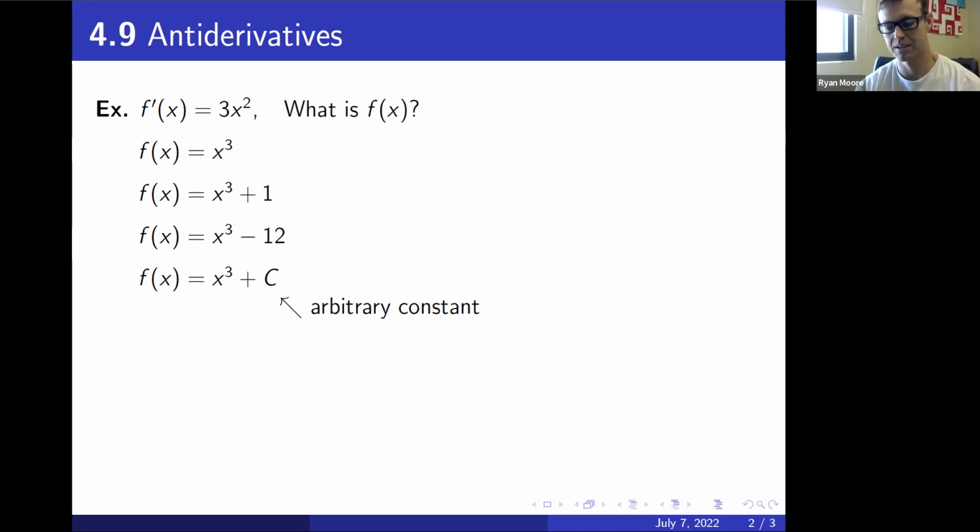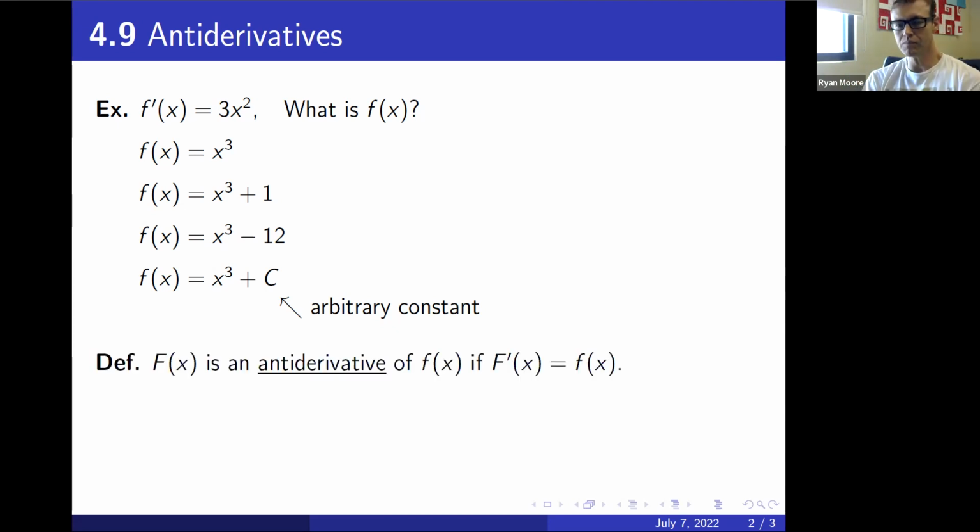Let's now define an antiderivative. When we do this, we're going to introduce a little bit different notation. We're going to call the antiderivative capital F of x. And you'll notice that we're saying capital F of x is an antiderivative of lowercase f of x. That would be true if the derivative of the capital F of x is equal to the little f of x.